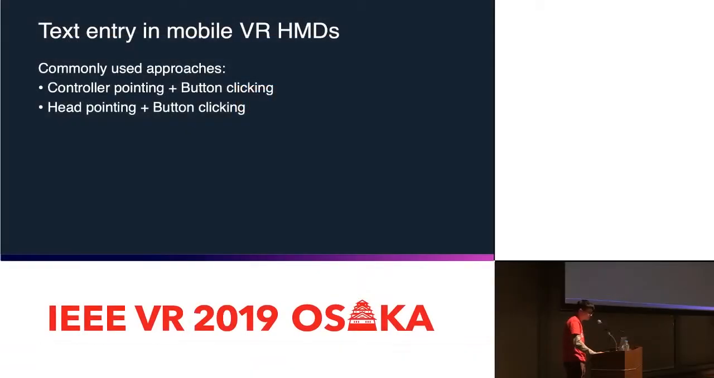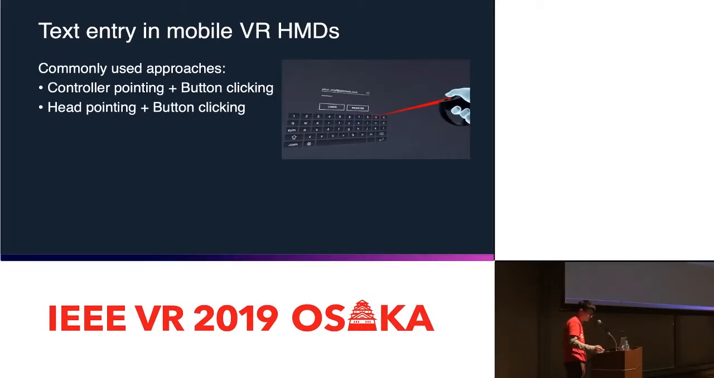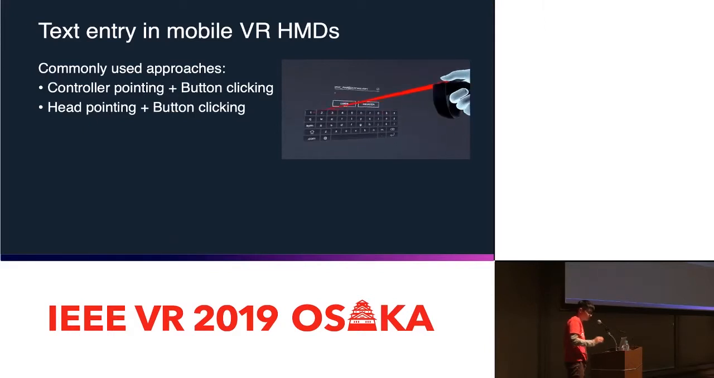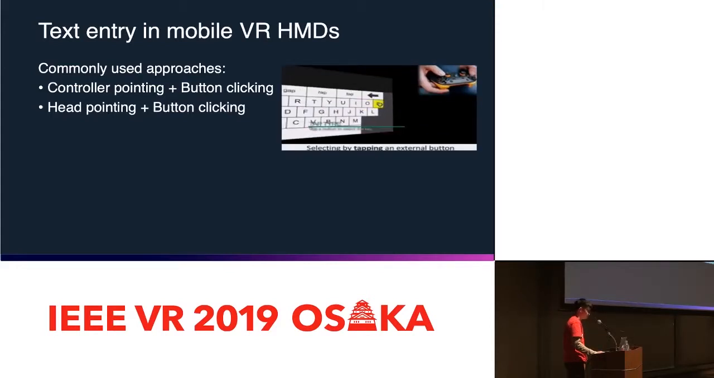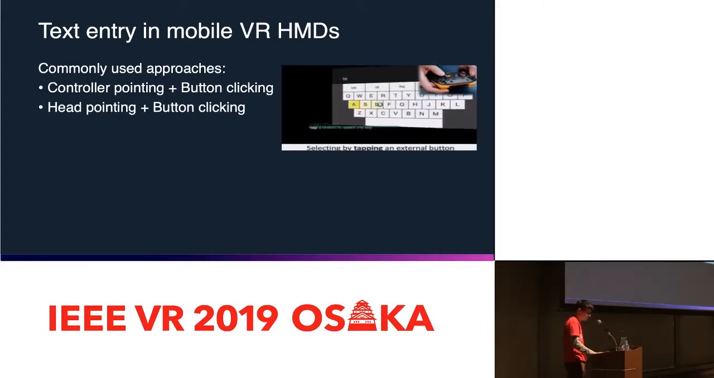The first one is controller pointing plus button clicking, something like this. The second one is head pointing plus button clicking. It's something like this one. So you rotate your head and click any button.